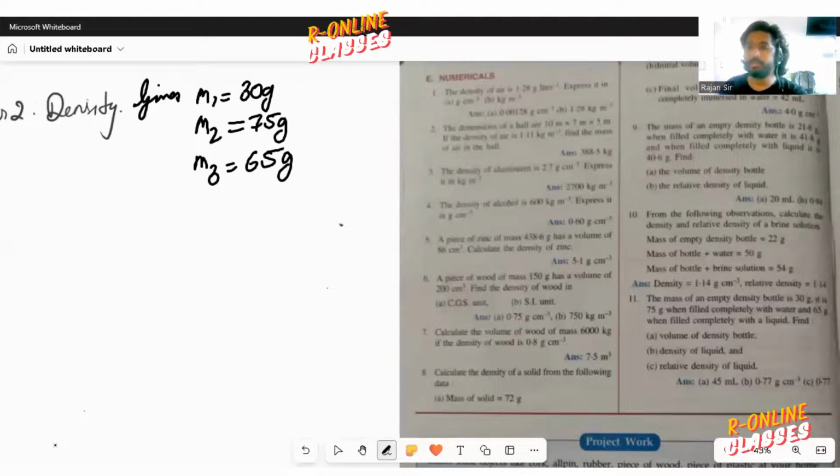Okay, so we have the same thing. We have to find the volume of the density bottle. That is something that we used in 9th, and then the rest is what we did in 10th. So for that, let's go for this one.